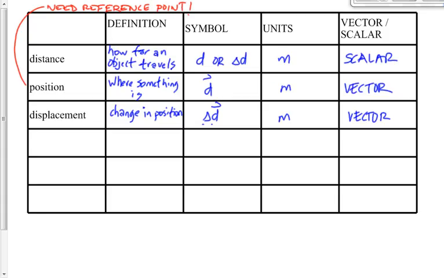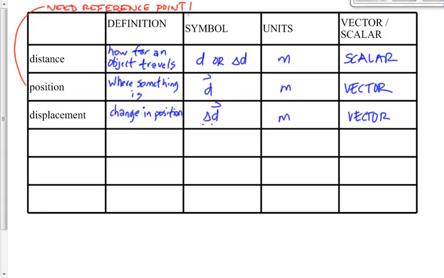I'm going to walk 5 meters. 1, 2, 3, 4, 5. What's my position? 6 meters to the north. I'm going to turn around and walk 2 meters. 1, 2. What's my position? 4 meters north of the wall.